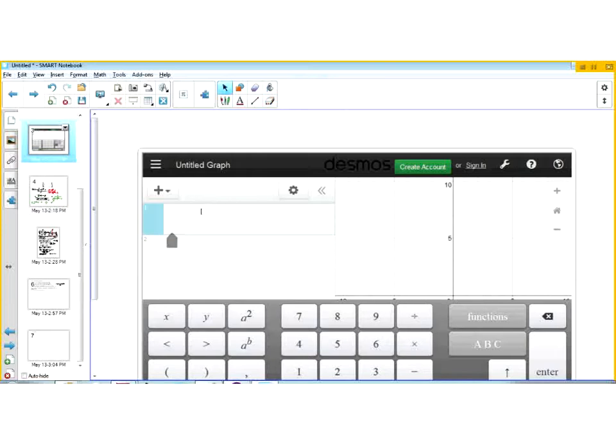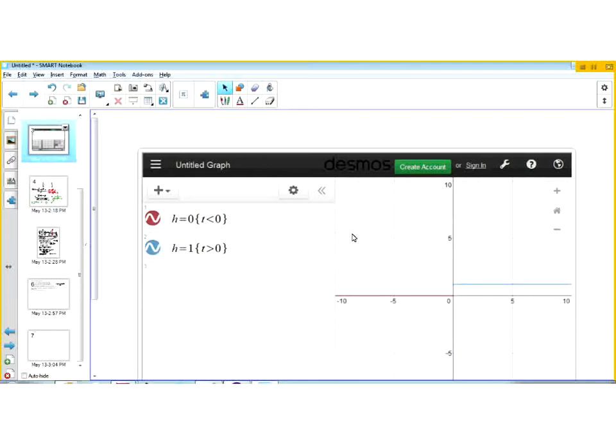And let's say we have a piecewise defined function, say h of t. So we say h is equal to 0 if t is less than 0, right? And h is equal to 1 for t greater than or equal to 0. Okay, so this is a piecewise defined function, and let's look at it. So the function h is the combination of the red and blue curves.